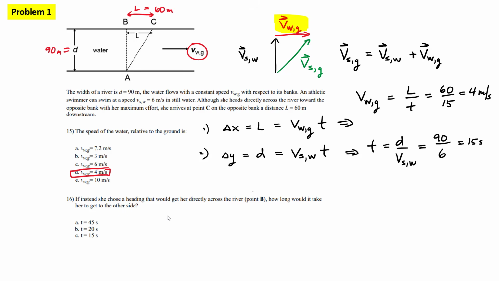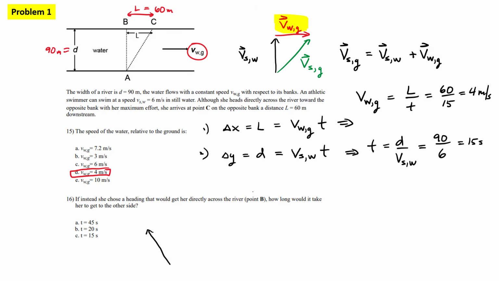All right, next question says, if instead she chose a heading that would get her directly across the river at point B, how long would it take for her to get to the other side? We've got three choices. So let's go see. Really what she wants to do now is aim at some angle in order that her net direction ends up being straight across.